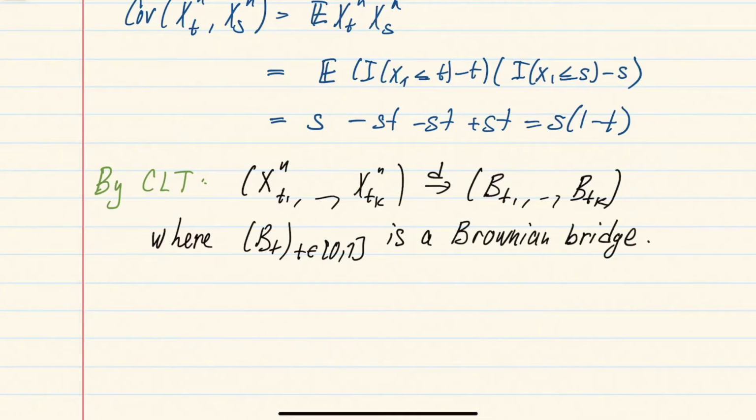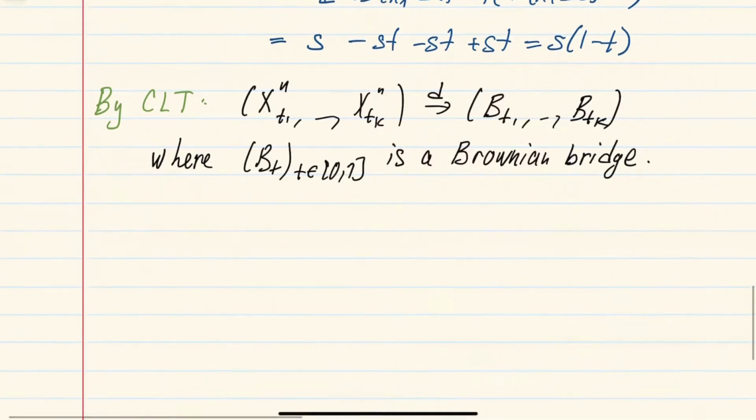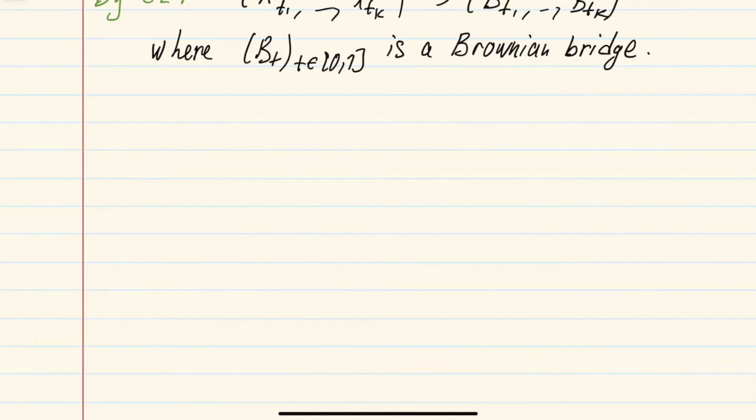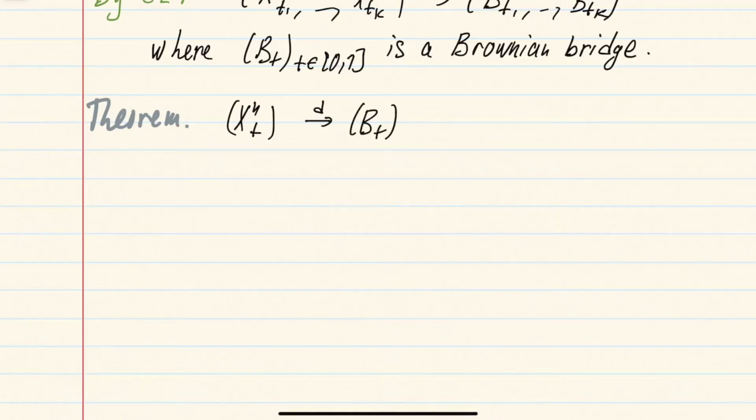Okay, and what we want to show is that not only finite dimensional distributions converge, but these processes converge as processes on the space of continuous functions. So let me state the main theorem that we want to prove here. Namely that this X_n(t) for t in [0, 1] converges in distribution to Brownian motion for t in [0, 1] on the space of continuous functions on [0, 1] with the sup norm.